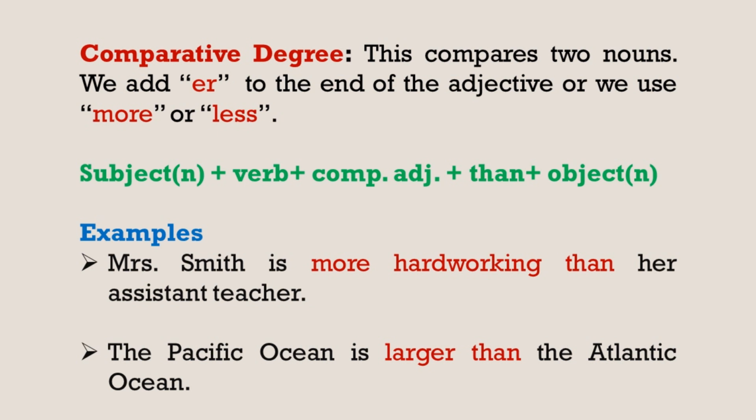The Pacific Ocean is larger than the Atlantic Ocean. In this sentence, we are comparing two oceans, the Pacific Ocean and the Atlantic Ocean. And remember to add than after the comparative adjective. The Pacific Ocean is larger than the Atlantic Ocean.